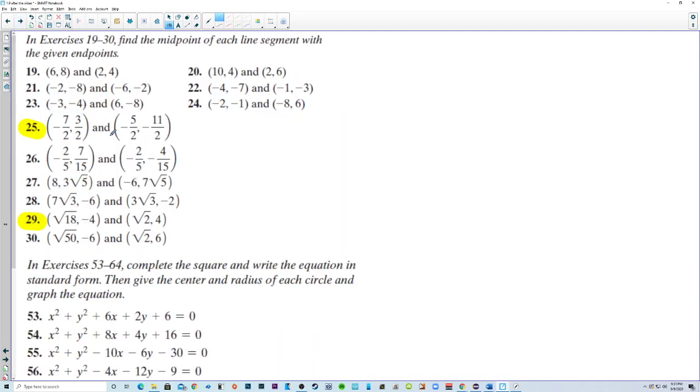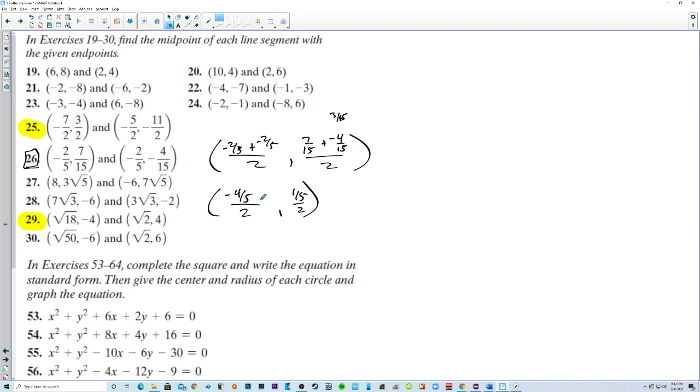Find the midpoint of each line segment with the given endpoints. So you have to do 25. Maybe we do 26. So we've got -2/5 plus -2/5, and then over 2. 7/15 plus -4/15 over 2. What's that going to be? -4/5 over 2. And we got, well, that's going to be 3/15, but that reduces, 3/15 is 1/5, over 2.